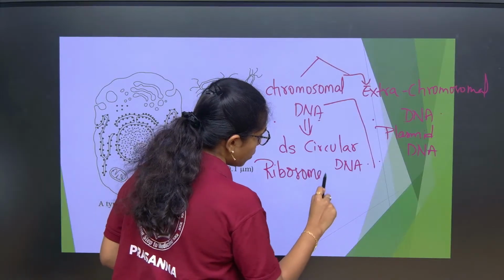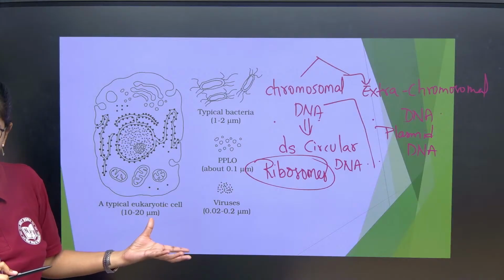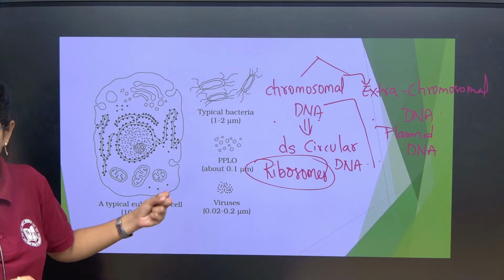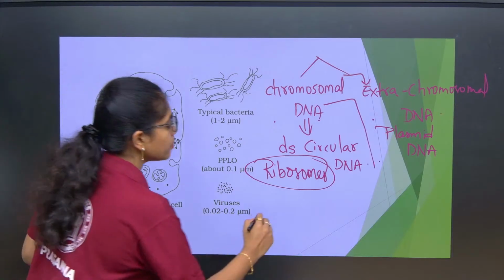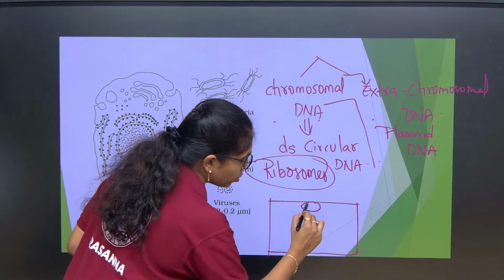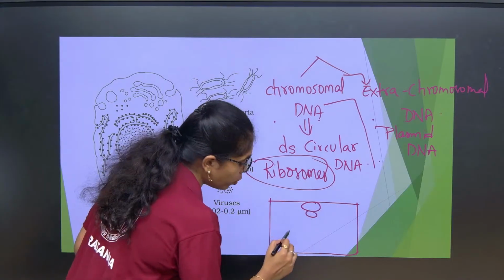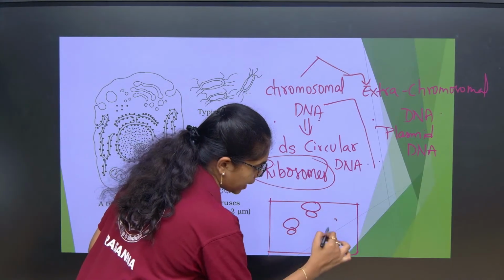Ribosomes. These ribosomes are around 15 to 20 nanometers in length, discovered by George Palade. Where are these ribosomes present in the prokaryotic cell? You see, a few ribosomes are attached to the cell membrane, and a few ribosomes are freely present inside the cytoplasm like this.